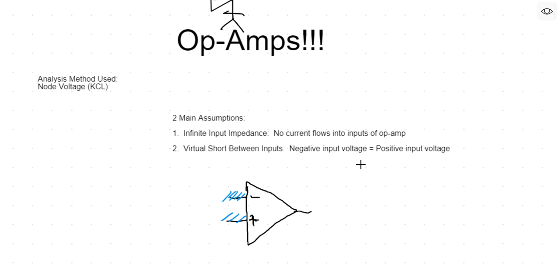If you remember these two assumptions, whenever you're dealing with an op amp, you'll have no problem analyzing the circuit and finding whatever you need to find. So these are key. You can't forget these. So put these away in your memory banks and write notes and do whatever you need to do to remember that whenever you're dealing with op amps, you have to make these two assumptions.